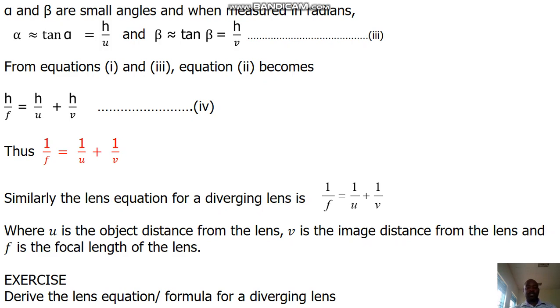Similarly, the lens equation for a diverging lens is 1 over f equals 1 over u plus 1 over v. So as a simple exercise, derive the lens equation, or formula, for a diverging lens.